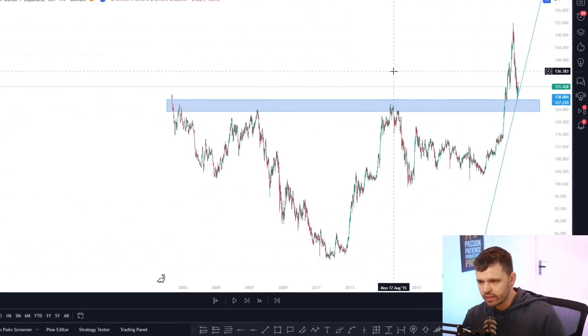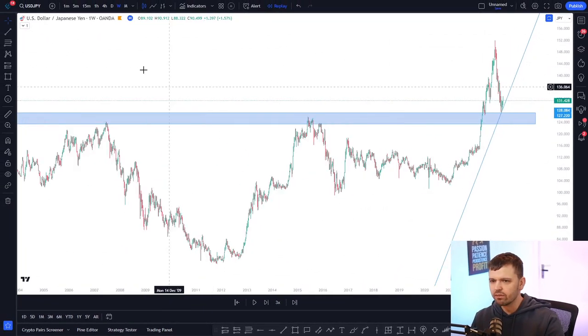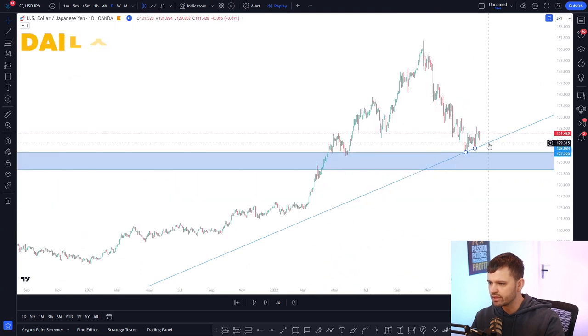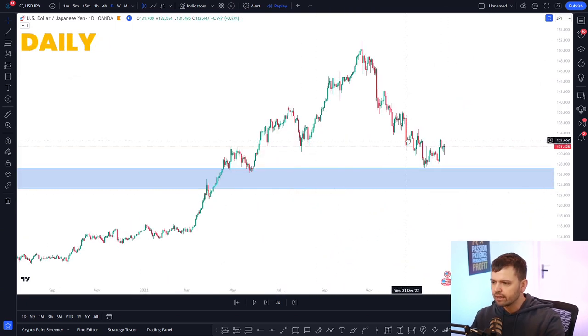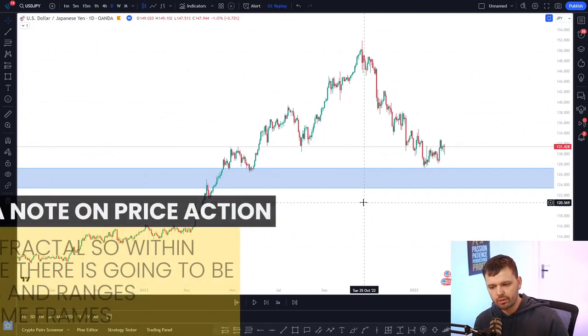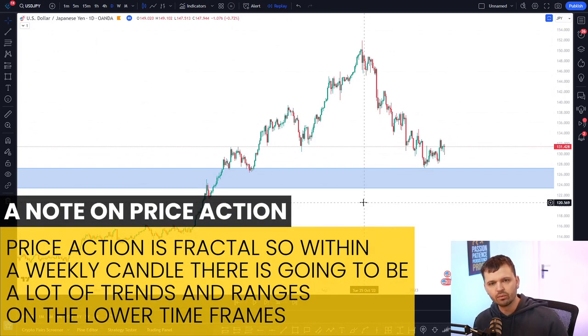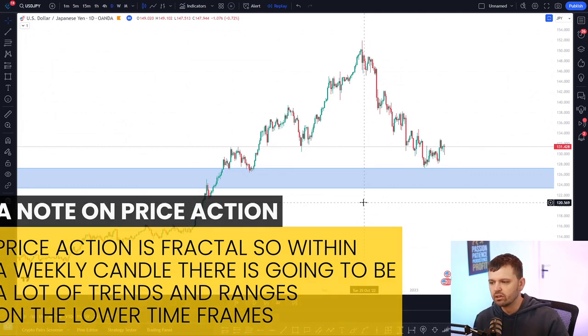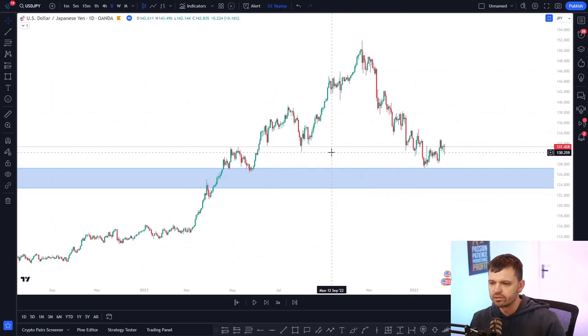So now that we know that we want to be buying around these levels, let's go into the daily to see if we can find anything interesting here. On the daily, an important note is that price action is fractal. So you will be able to see a trend on the weekly, and within that trend you will see uptrends and downtrends. And then you zoom in and within a weekly candle, there are going to be lots of different trends and ranges on the lower time frames. So it's important to take this into consideration.